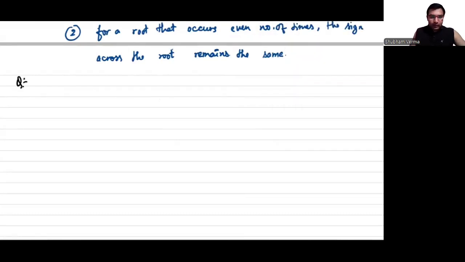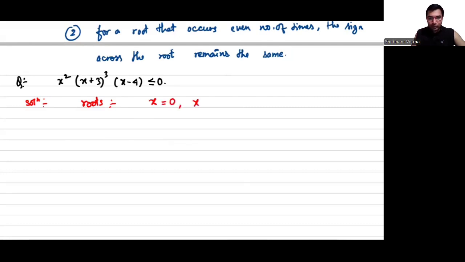All right. Now, let me take x square times x plus 3 whole cube times x minus 4 less than or equal to 0. All right. Now, what is the first thing we have learned? To find the roots corresponding to all these factors. So if I equate x square equal to 0, I get x equal to 0. Then from the second factor, I get minus 3. And then I get x equal to 4. Yes or no?